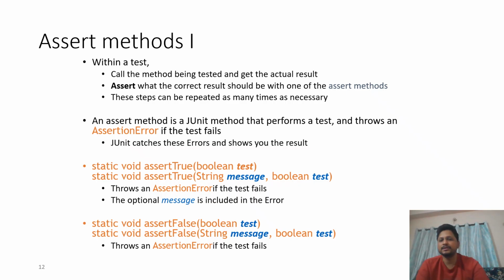An assert method in JUnit performs a test and throws an error. For example, if I have a try-catch block and any exception I am throwing, I can use the assert errors, some of the errors we have. We can easily capture those and validate them.